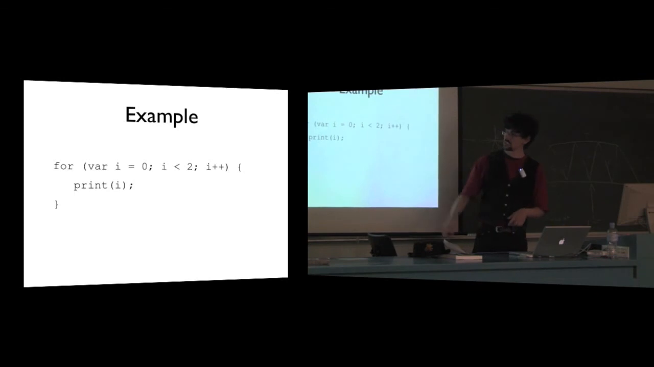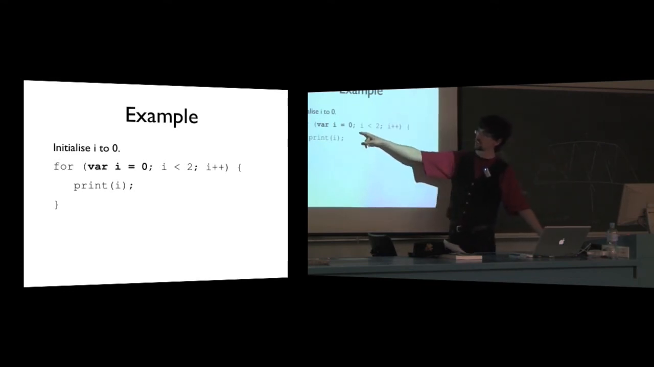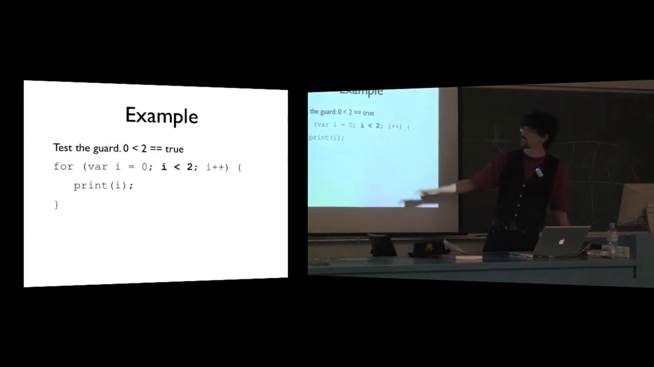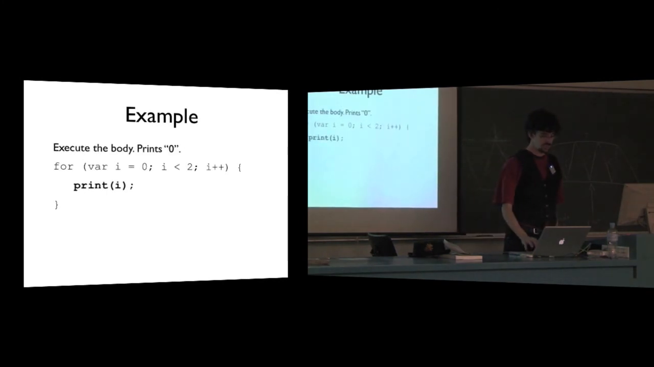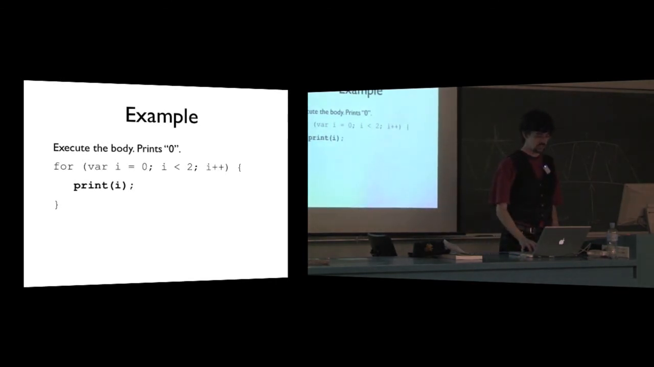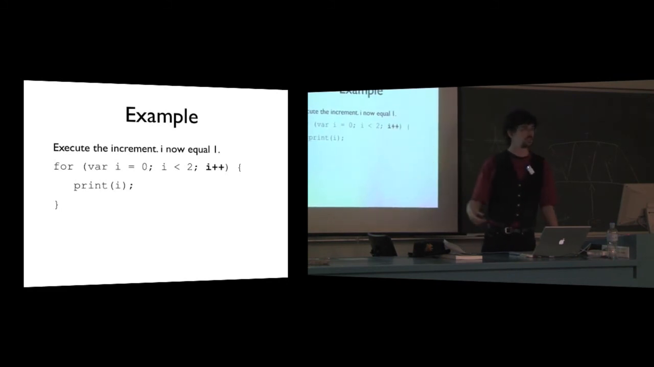So this is going to run this loop twice and print out the values of i each time. The first thing that happens is the initializer is run and the value of i is initialized to 0. The second thing that happens is that the guard is tested. The current value of i is 0. 0 is less than 2, so that's true. So we're allowed to execute the loop. The third thing that happens is we execute the body of the loop, and we print out the value of i, which is 0. Then we go up to the incrementer, and we execute it. i was 0, it's now going to be 1, because the plus plus operation adds 1 to a variable.